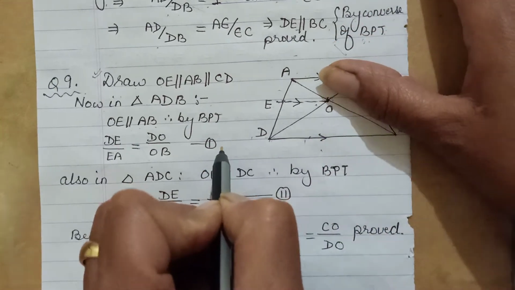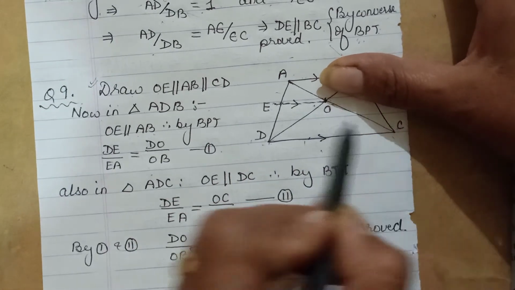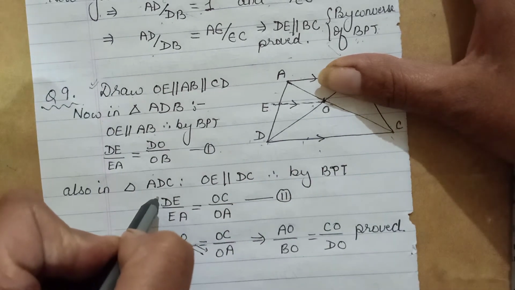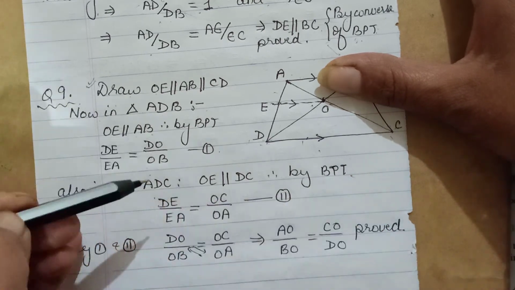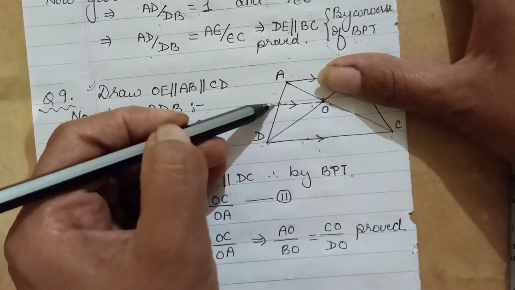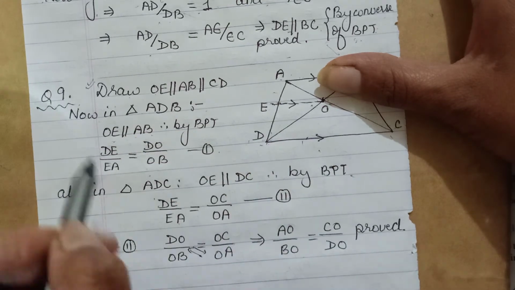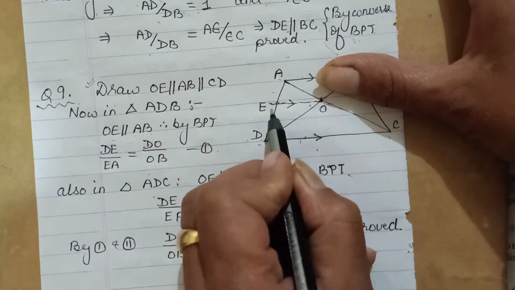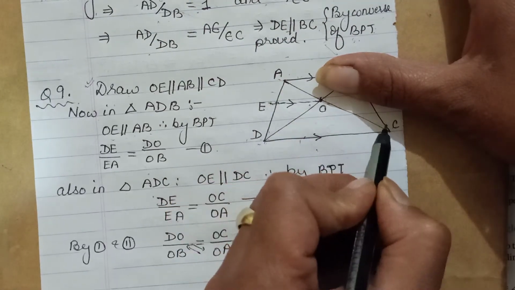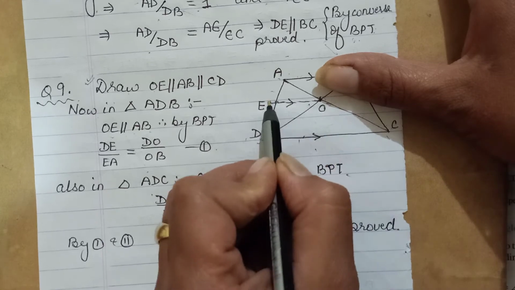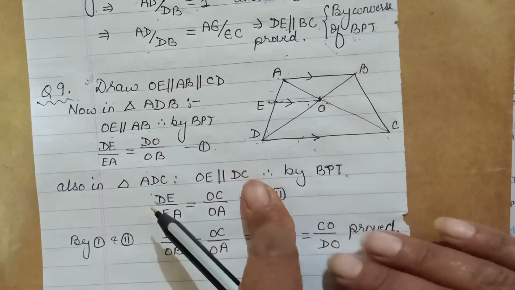Now focus on the other triangle. There's another triangle in which we have OE parallel to the base CD. So in triangle ADC, OE parallel to base DC, BPT is again applicable. I've written DE upon AE because in the previous question DE was mentioned first, so again I've mentioned the same so that comparing becomes easy. So DE upon EA will be equal to, what is the proportional side, DE's corresponding side is CO and EA's corresponding side in this triangle is OA, right? Now that is your equation 2.